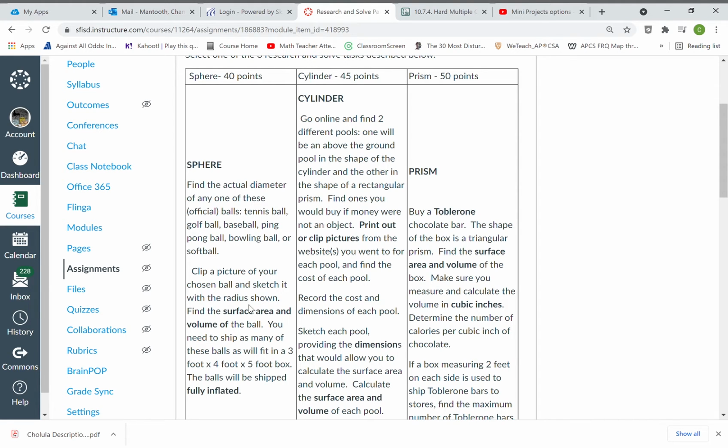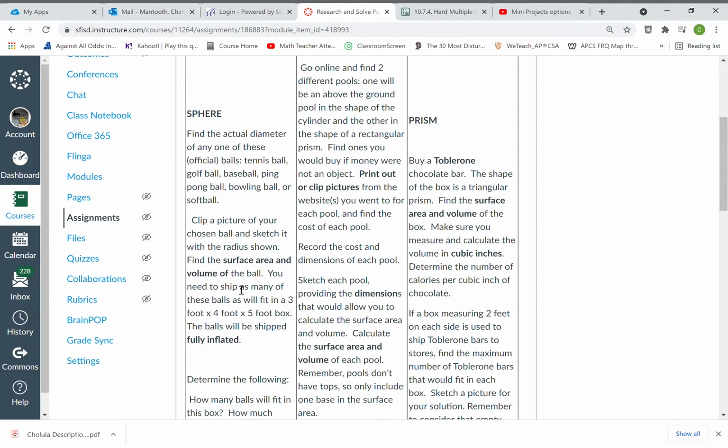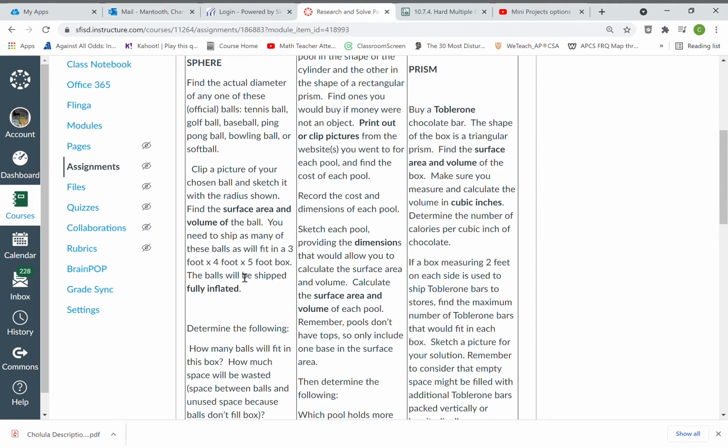Remember that for surface area and volume, which you are going to have to calculate, you are going to have to know the radius. So if you find the diameter, make sure you take that into account when you are calculating the surface area and volume. And then you are going to have to figure out how many of them you can ship in a 3-foot by 4-foot by 5-foot box. The balls are going to be shipped fully inflated.